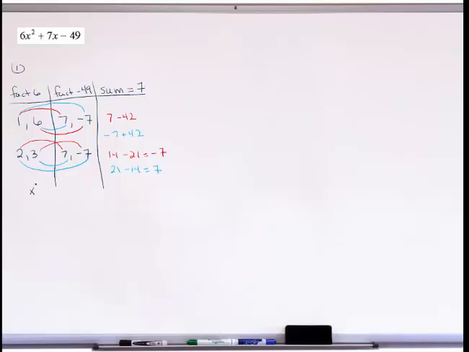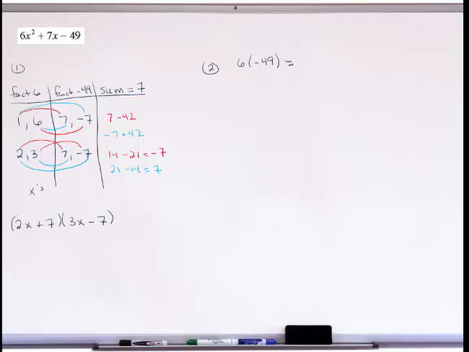So I have my x's. So 2x and 3x. 2 needs to multiply by the negative 7. 3 needs to multiply by the positive 7. So I get 2x plus 7 times 3x minus 7. Using the big giant x.